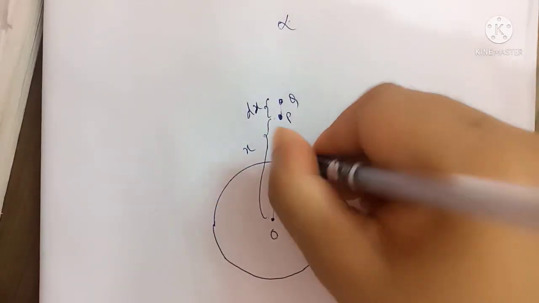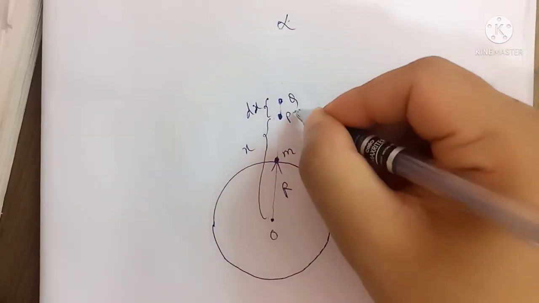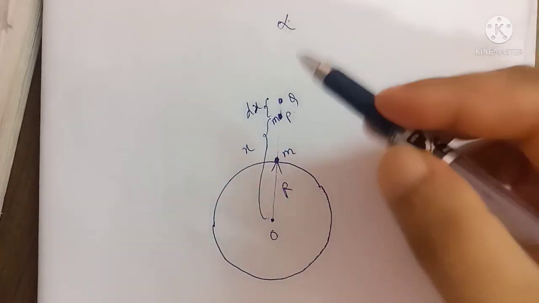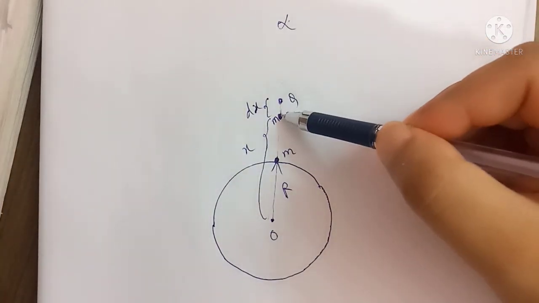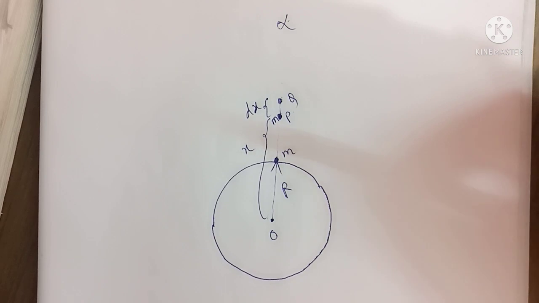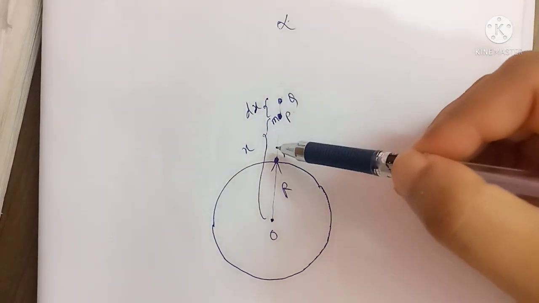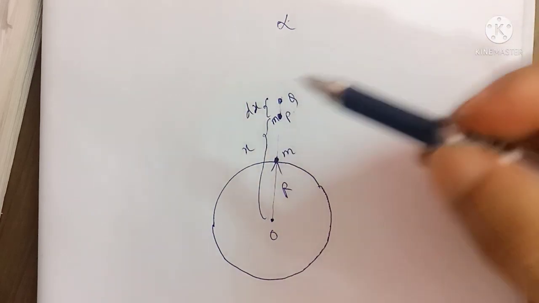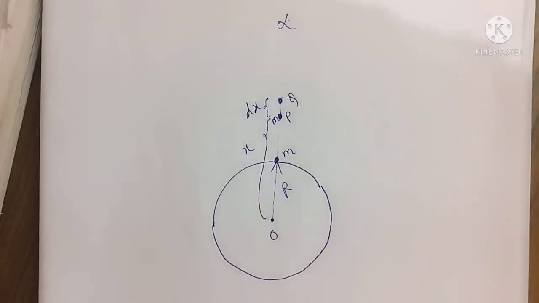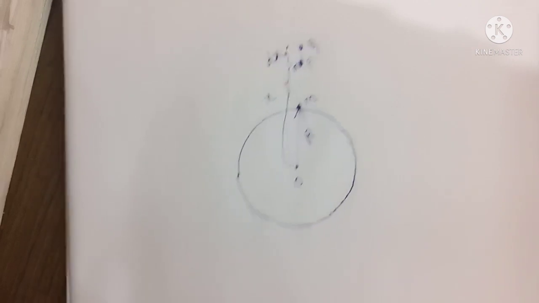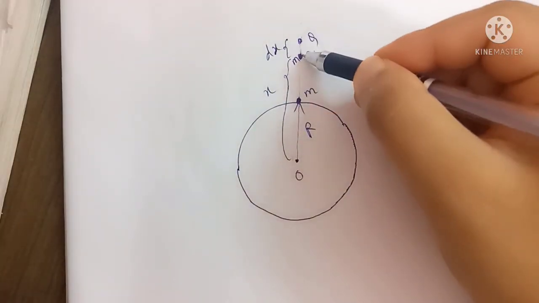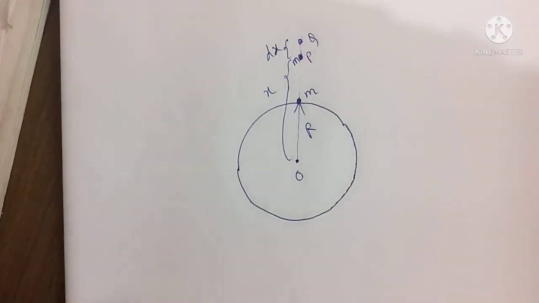Now we place the object of mass m at point P, and we find the small work done in taking the object from P to Q. Then we integrate to get the total work done. We find the total work done by integrating the expression. So first we will consider the small amount of work done in taking the object from P to Q.